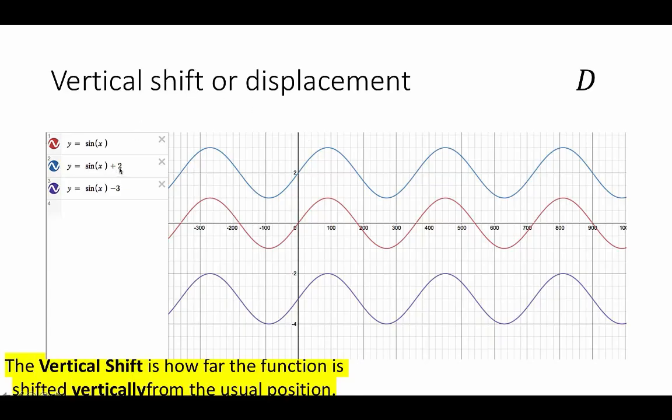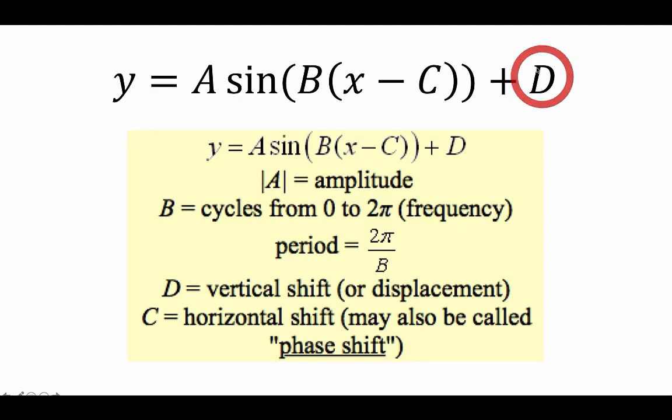If there's a number that's added to the sine of x, for example, from sine x, which is this red graph, and we added 2, which is now the graph that is light blue here, the graph is still the same waveform, only that it is displaced or moved up, or translated or slid up 2 units. So that is the meaning of the vertical shift. It shows how far the function is shifted vertically from the usual position. And in our formula, think of that as the value d, as this d in the formula.